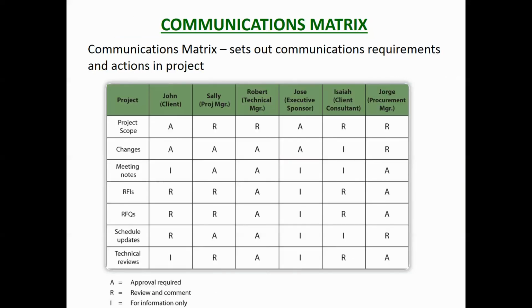There's also a communications matrix. This sets out, when you produce a document, who are the people that need to approve it, who needs to review it, and who needs to just receive the information. Once again, this is setting out who needs to know what, and what actual actions they need to take. So the communications matrix is also something you might include.